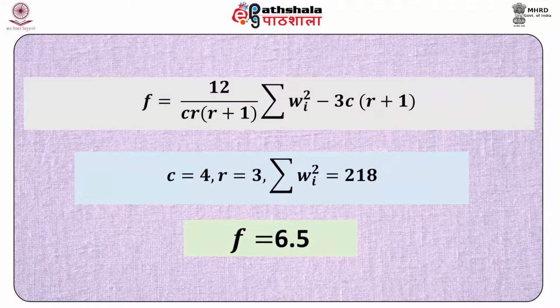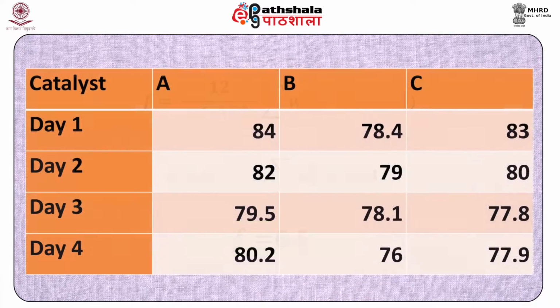F is equal to 12 divided by CR into R plus 1, sigma Wi square, minus 3C into R plus 1. C here is 4, R is 3, sigma Wi square is 218 and F is 6.5. The degree of freedom is 1 less than the number of rows, that is 2.